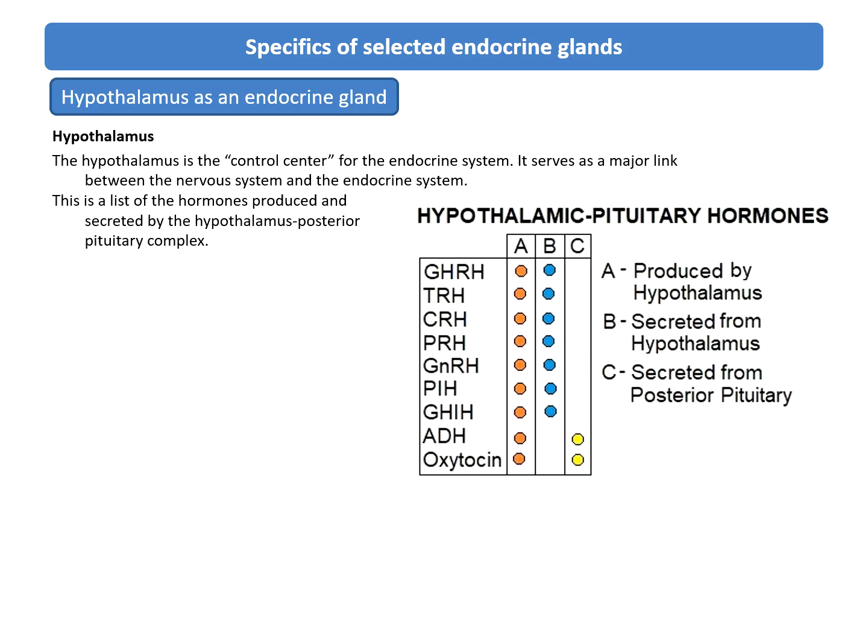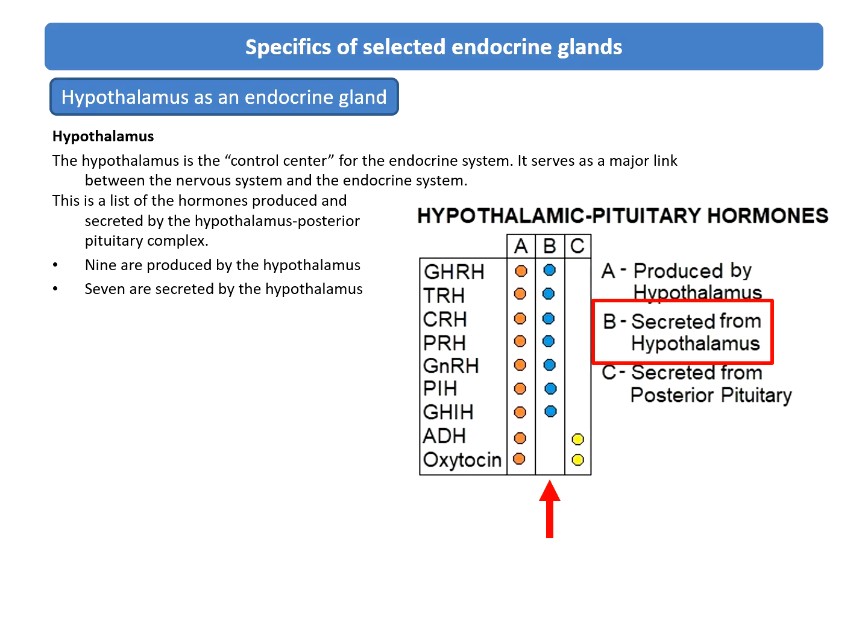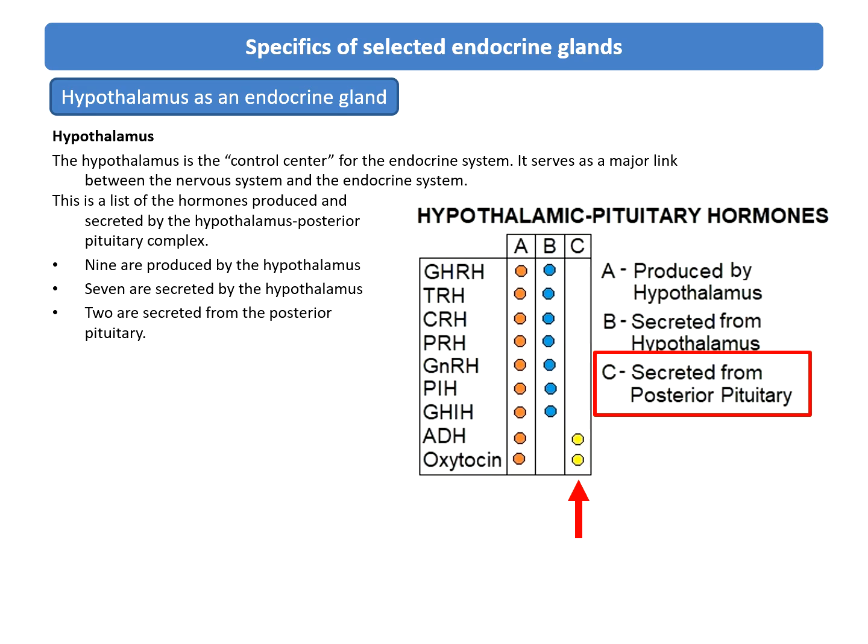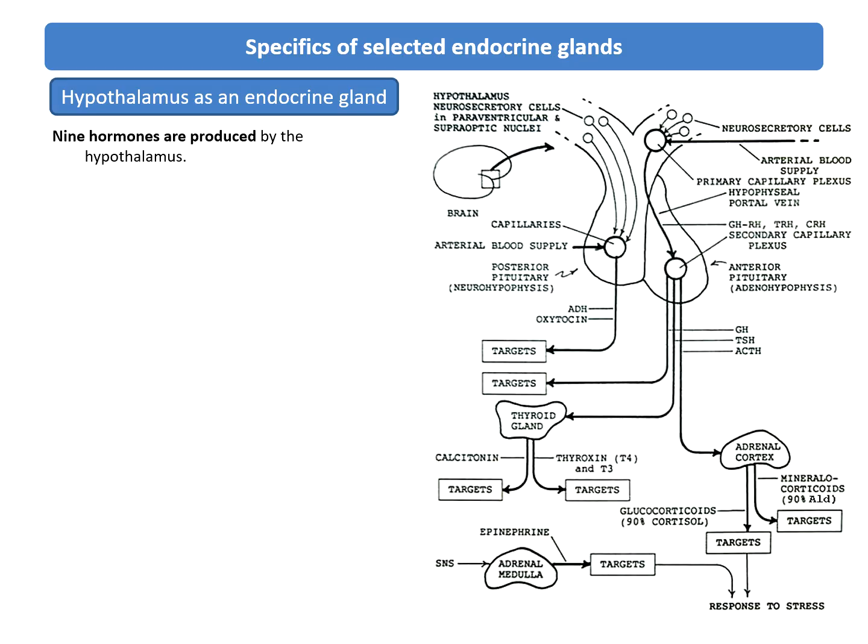Here's a list of the hormones produced and secreted by the hypothalamus-posterior pituitary complex. Nine are produced by the hypothalamus. Seven are secreted by the hypothalamus. Two are secreted from the posterior pituitary. The names and relationships will be explained in the next slides.